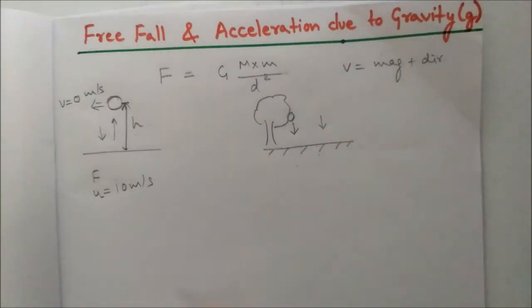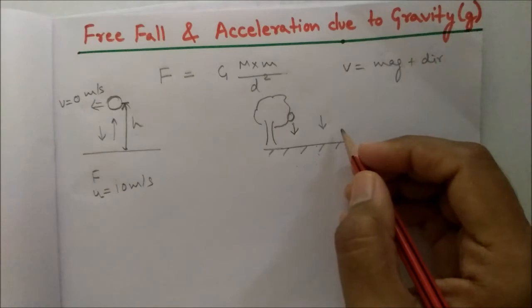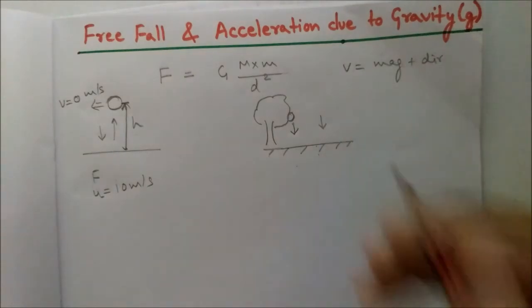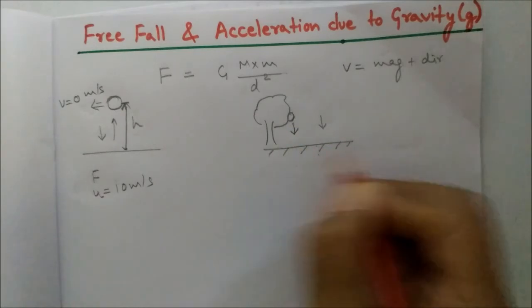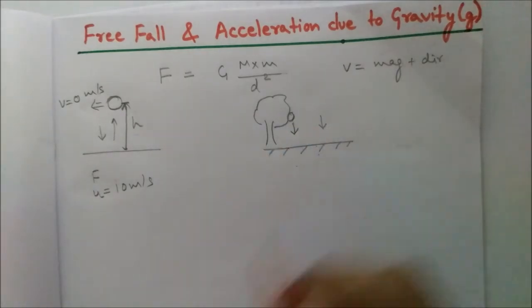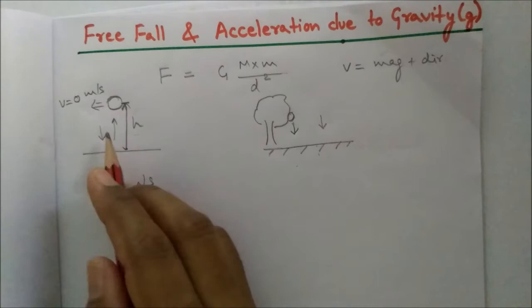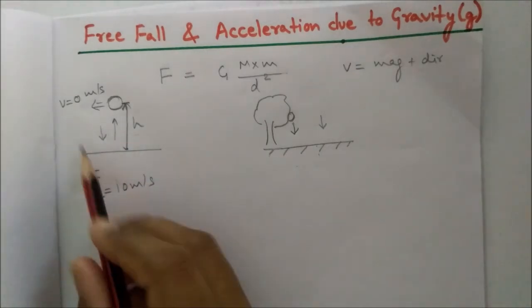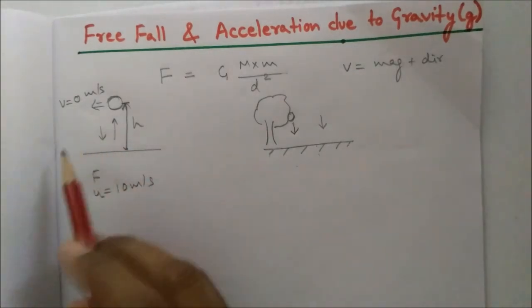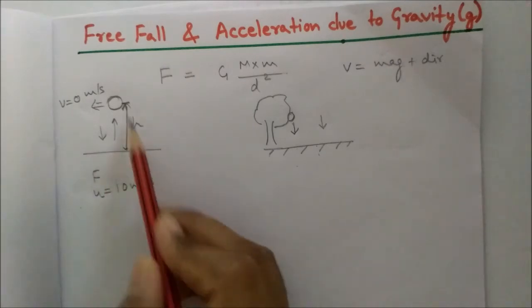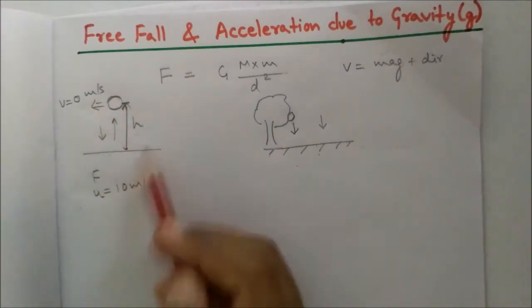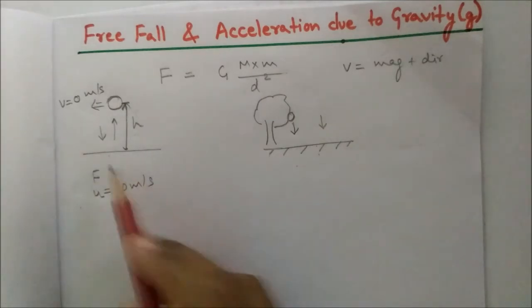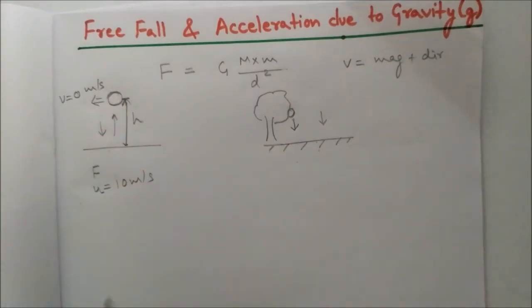Now here the velocity will increase as the object comes nearer to the surface of the ground. And here, what was happening? The velocity was decreasing. Why? Because the object was going away from the earth, away from the surface of the earth.